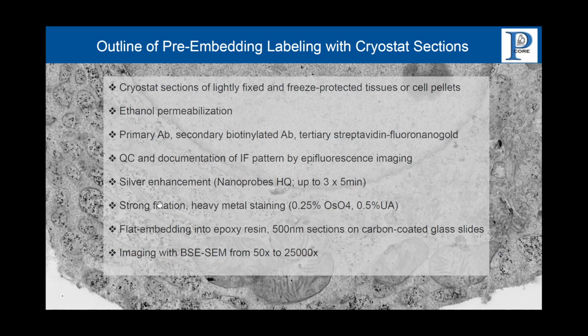Importantly, because we need some contrast, we do heavy metal staining. However, don't forget that osmium is a strong oxidizer. So if you do silver enhancement, you have to work with low concentration of osmium. Otherwise, you destroy your silver enhanced particles. And then we flat embed these sections, and then we do parallel sections through these original cryostat sections, place them on our carbon-coated grids, and then we can zoom into them with backscattered electron SEM from 50 to often 25,000x as needed. And here are 2 examples.